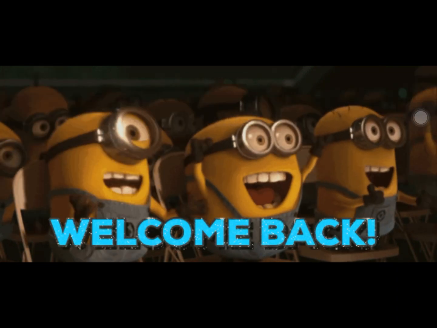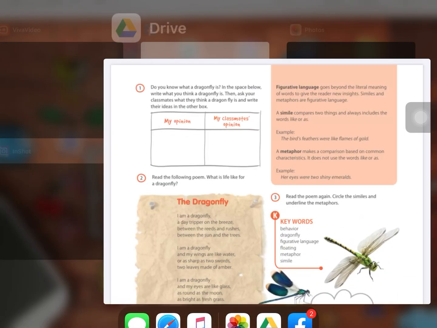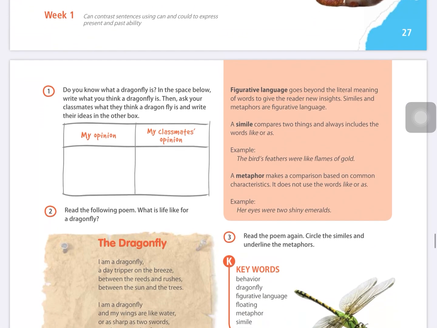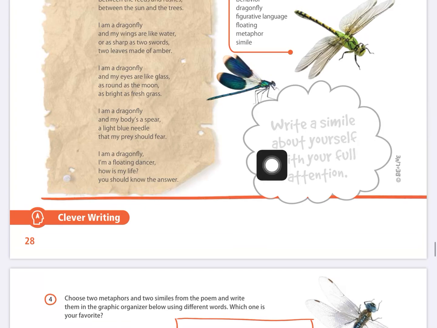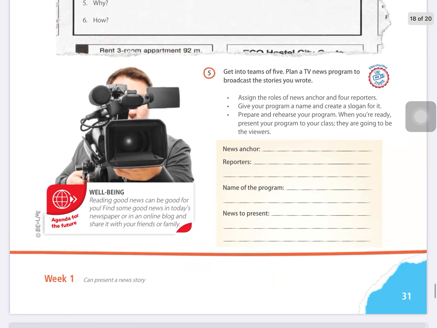We are going to continue working with our book, Shaping My Language, term 2, but we are going to do other pages, okay? Go ahead. The idea for this week is that we are going to work from page 28 onto page 31. Yes, this is the activity for this week.